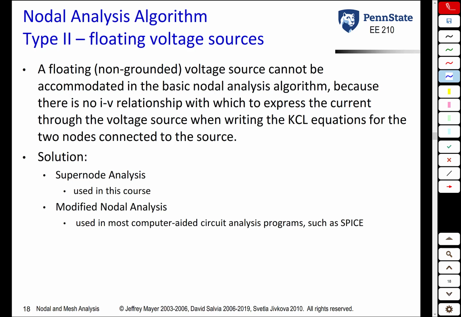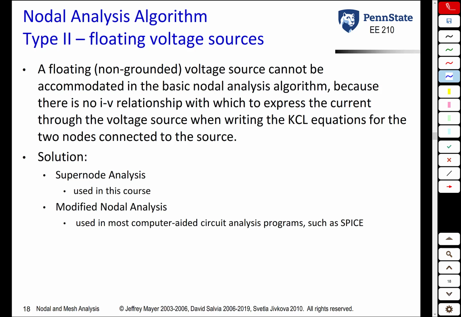So this creates a problem because you don't know the voltage at either end of those floating voltage sources, so you need to write a KCL equation. But because you don't know the current through the voltage source, as we're going to see in the next couple pages, you can't write a KCL equation. So you need to write a KCL equation, but you can't write a KCL equation. That's going to give us a problem.